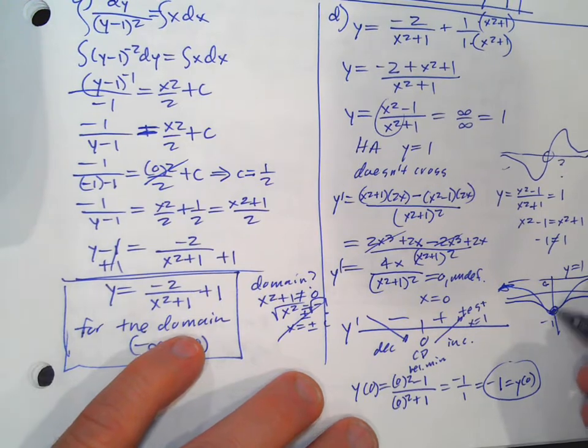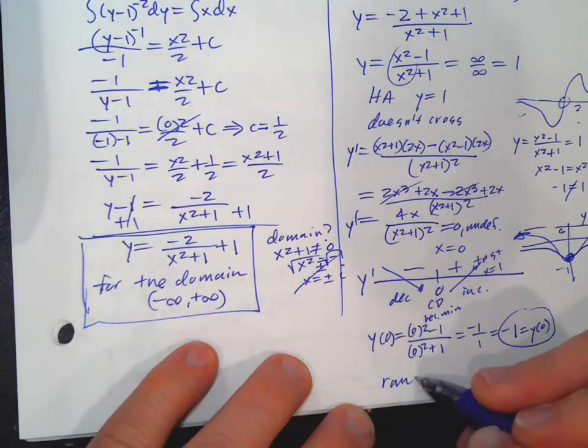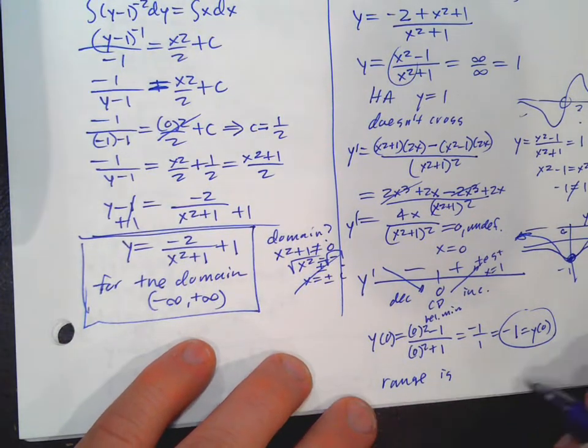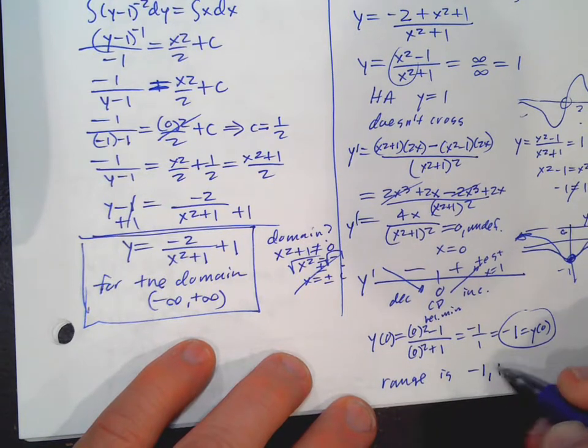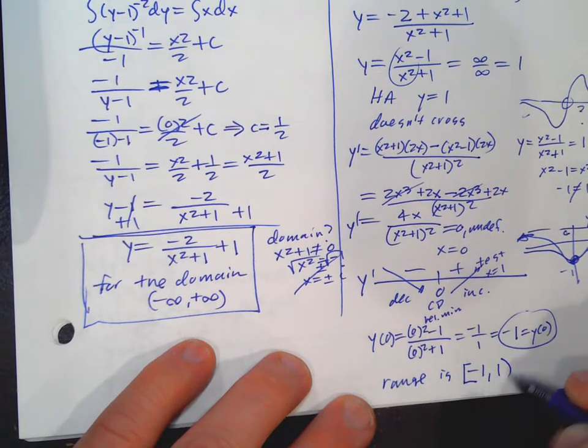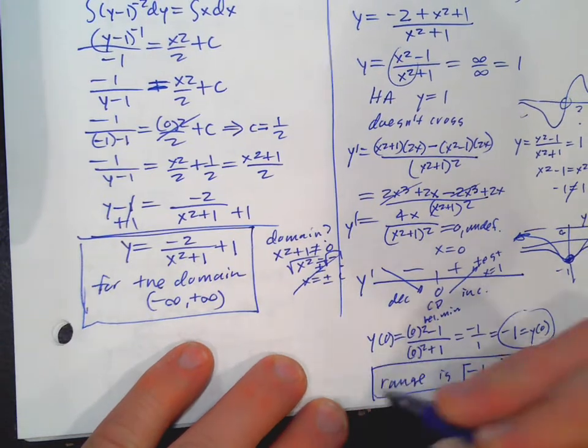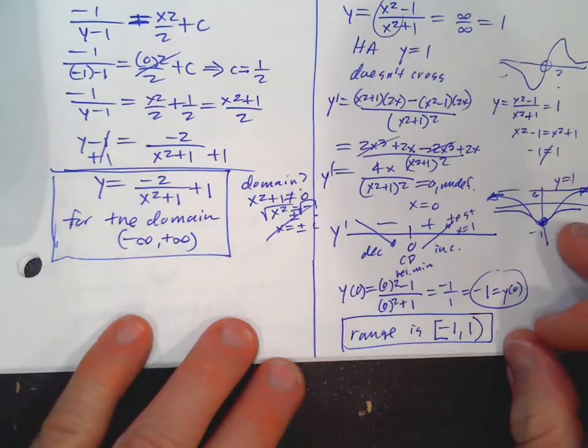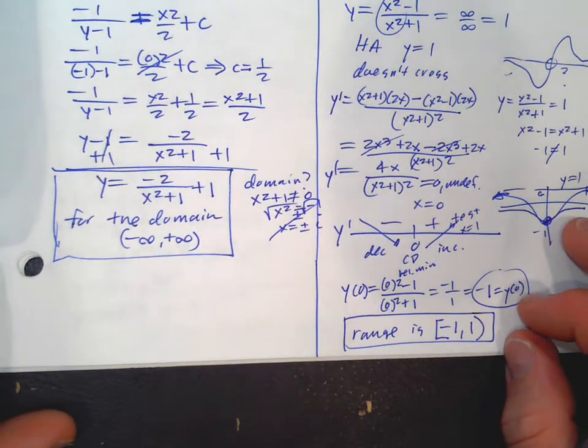So the range is negative 1 to positive 1. It does actually get to negative 1, but it never gets to positive 1. I don't know, maybe I made that harder than it was supposed to be.